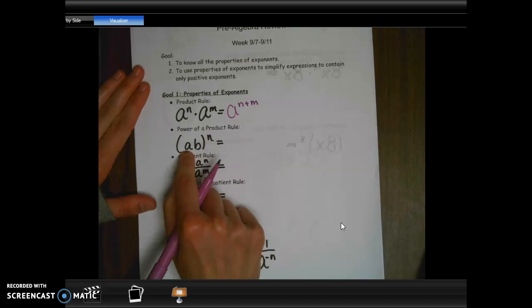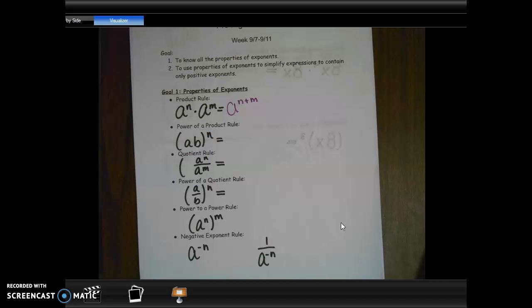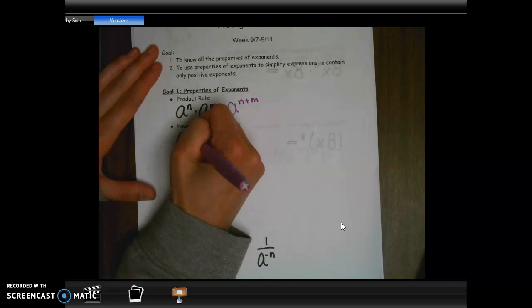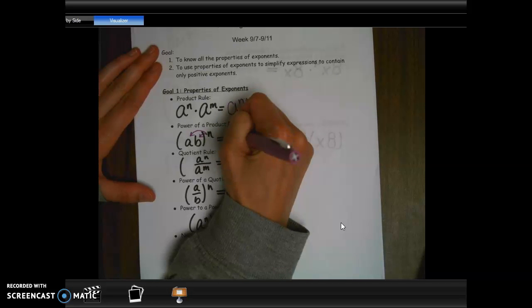Alright, now let's talk about if we have a power of a product rule. This means we have multiplication happening and they're being raised to the same power. I tell everyone if there's a set of parentheses somewhere, whatever's right outside it goes to everything inside it. Kind of like distributive property. So this would be like saying A to the N, B to the N.